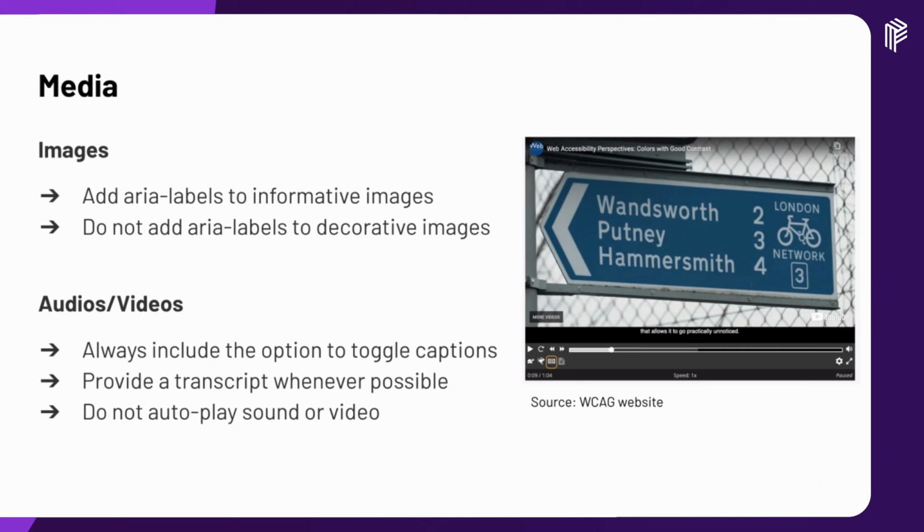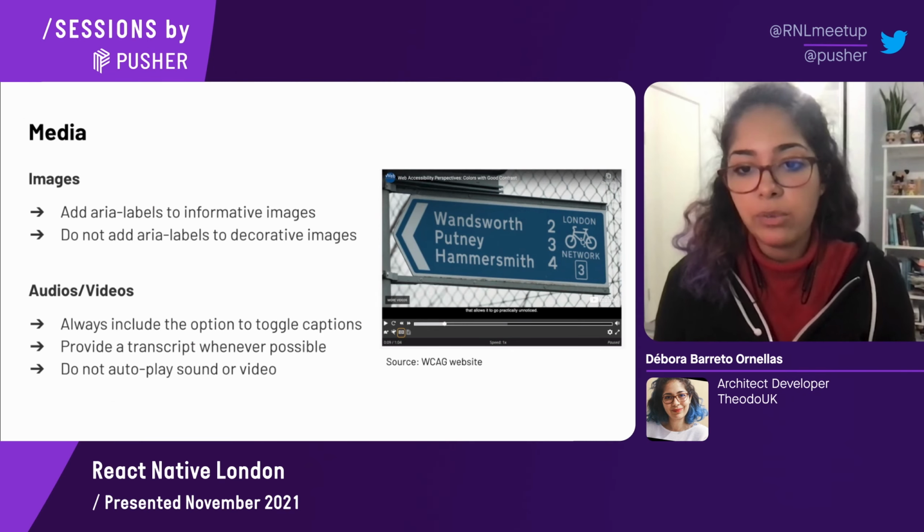So when the users are using screen readers, the screen readers can capture and inform what you wanted with this image. You don't need to add aria labels to decorative images. You shouldn't add even. And for audios and videos, always include the option to toggle captions. Provide a transcript whenever possible, and do not autoplay sound or video when someone opens an app or a new view, because it may be distracting for many users.